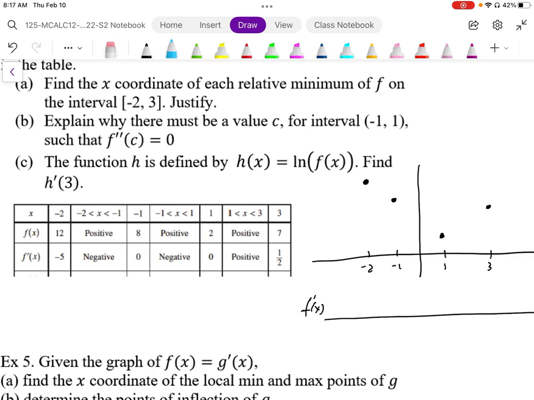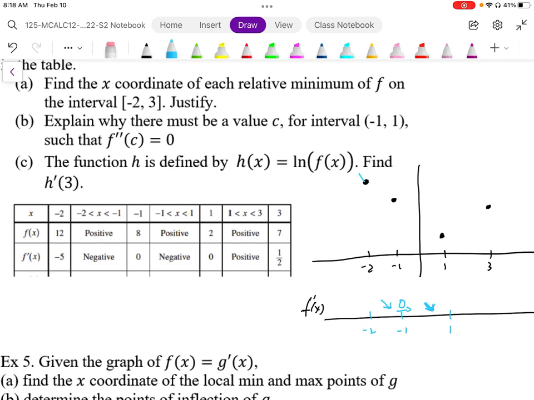Doing a slope chart, at -2 it's just going down to start. Between -2 and -1, I know I have a negative slope through here. At -1, I have a 0 slope, so that could be a possible minimum. But between -1 and 1, it stays negative, so it just keeps on going down. So it looks like that is a slide through that point.